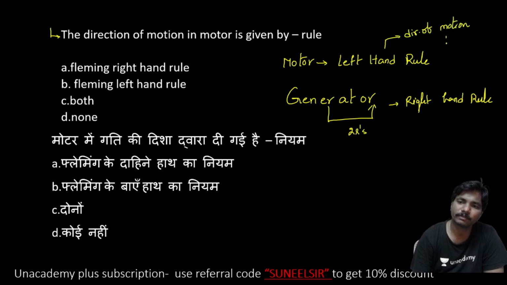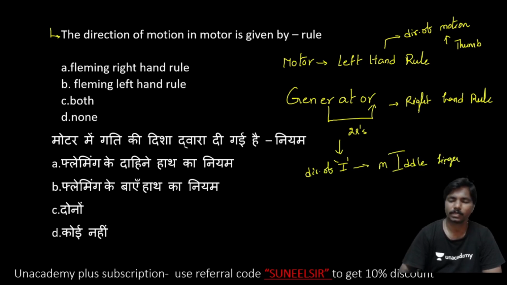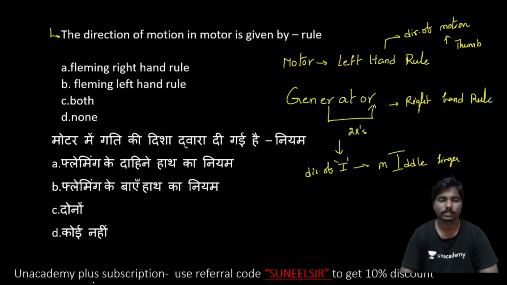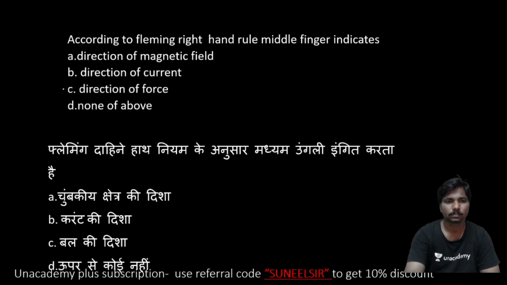In motor, we need to find out the direction of motion or force, which is given by the thumb. In generator, what is the output? Current. The direction of current is given by the middle finger, I. I have already given this in the previous session. So the direction of motion in motor is given by the motor left hand rule. Coming to the next one.